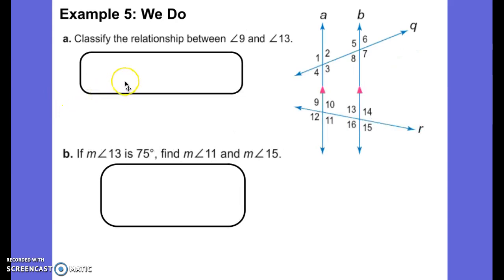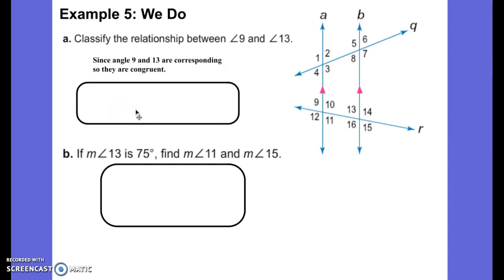Classify the relationships between angle 9 and angle 13. At this point, you should pause the video, try it on your own, and then come back and we'll give you the answers. If you look at angle 9 and angle 13, you should have said that they're also corresponding, so they're also congruent.